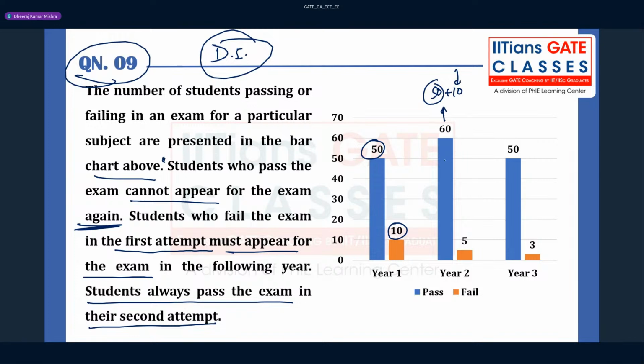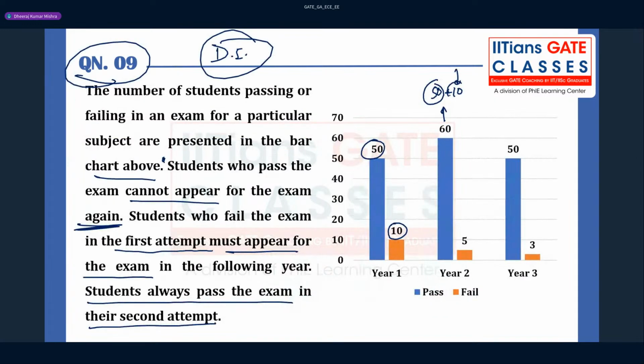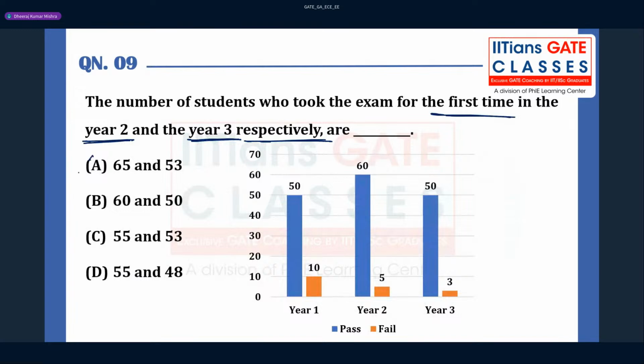So how many students appeared in the exam? Okay, you see here, right? So 50 plus 10, 10 are the previous year students. Now you have to find the number of students who took the exam for the first time in the second year and year 3 respectively. You know that these 10 students are taking the exam a second time, so they are eliminated. So only 50 plus 5, these 55 students are appearing for the first time, right? So which option is correct, guys? This is wrong, this is wrong. Now the fight is between these two guys. ठीक है, क्योंकि 55 दोनों में है.